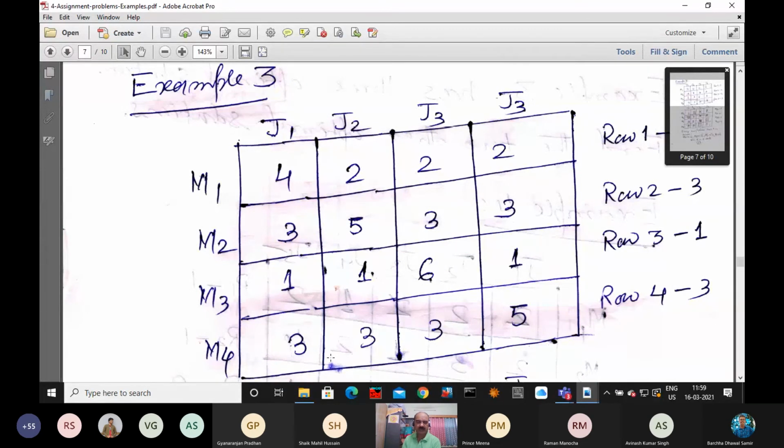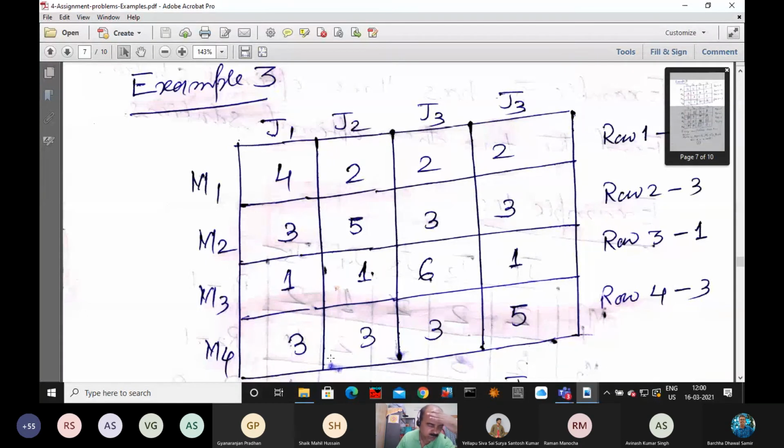This example 3, what we have just talked about: every row has 2 zeros and every column has 2 zeros. If you find these types of cases, there may be a chance of multiple solutions. So you arbitrarily decide one and cross out the other. So you will have multiple solutions. This you can also mention there.